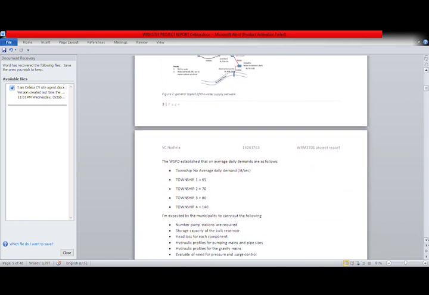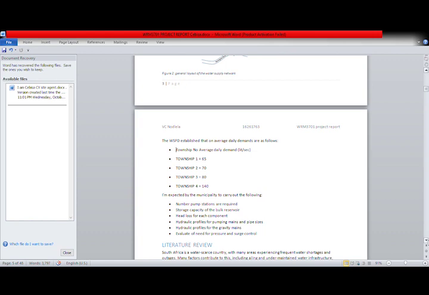We are also given by the WSPD the average daily demands of the communities. So for township 1, we know that it demands 65 liters per second. For township 2, it demands 70 liters per second. For township 3, it demands 80 liters per second. And for township 4, it demands 140 liters per second.